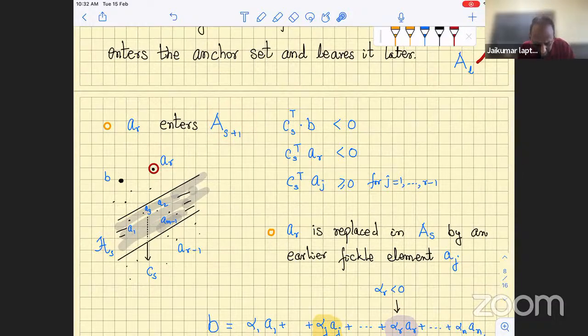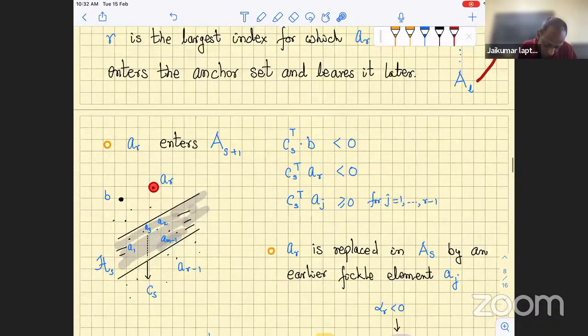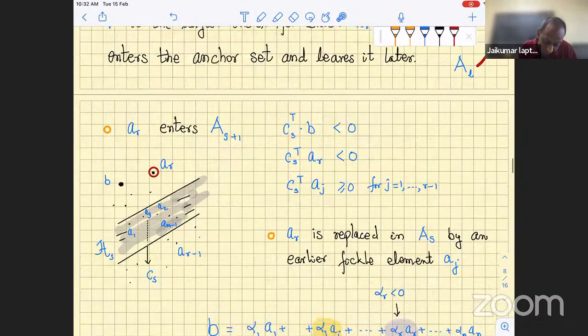That means at step S, we had a hyperplane H_S. There were some points on the hyperplane, and this A_R, this is the last fickle variable. It was on the same side as B, and among those which are on the same side as B, it was the one with the smallest coefficient.